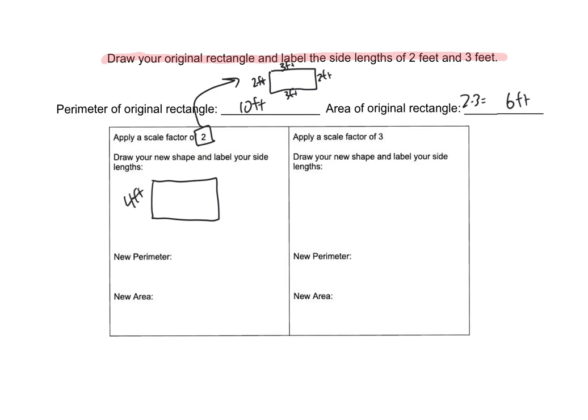4 feet. Go ahead and go through it. I'm going to do this one with you. We did 2 times 2, which gives us 4 feet. 3 times 2, which gives us 6 feet. 2 times 2, which gives us 4 feet.